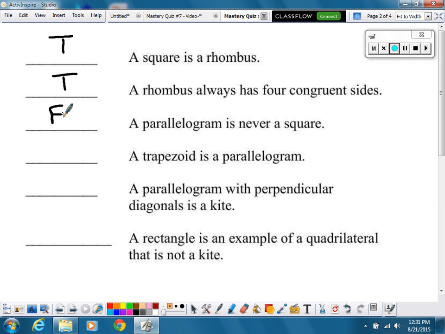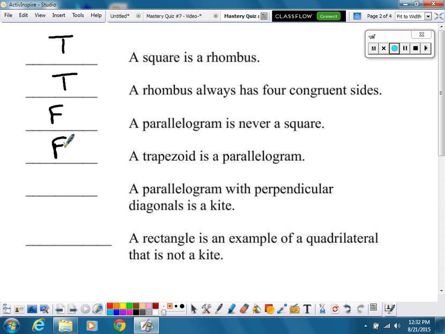A parallelogram is a square if all the angles are right angles and all the sides are congruent, and that would still satisfy those characteristics of a parallelogram. Next, a trapezoid is a parallelogram. That is false. A trapezoid is never a parallelogram.